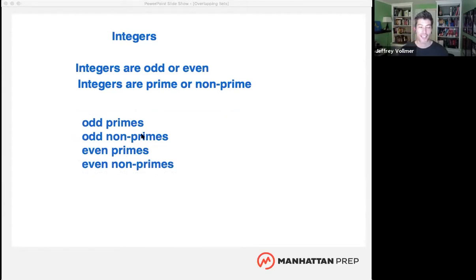And what this would look like is most of the primes are odd, and most of the evens are non-primes, but there is potential overlap, right? You can just come up with some examples here: 7, 9, 2, and 4. So there are numbers that fit each label.